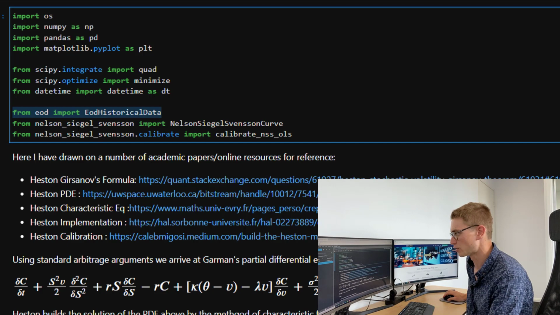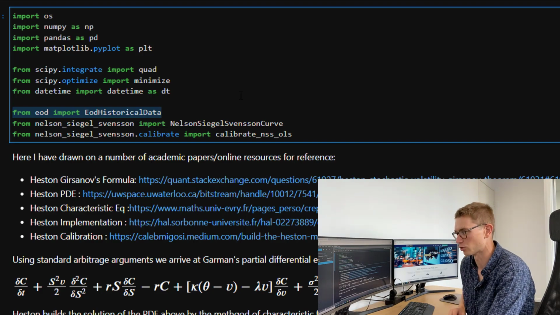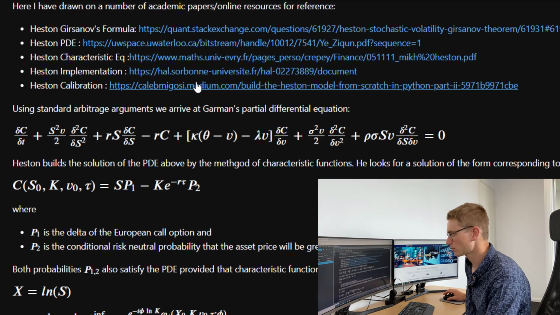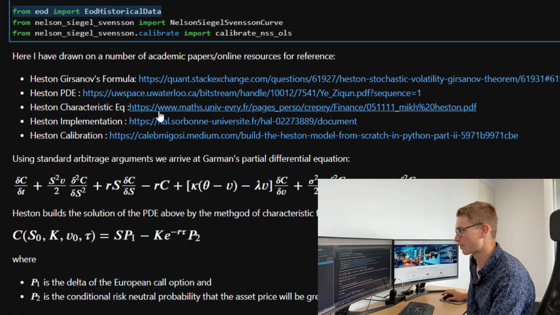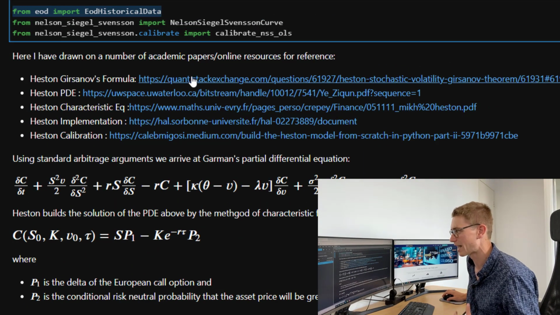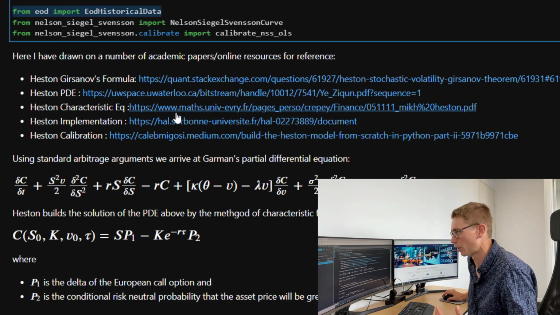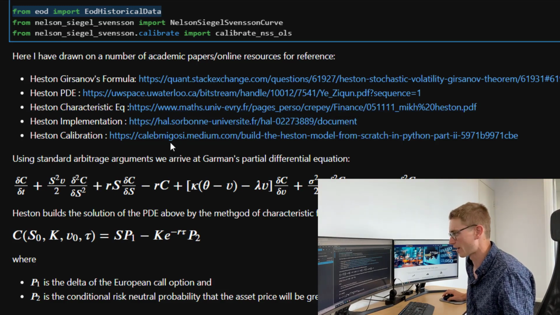We're also going to be using this module here, Nelson Siegel Svensson, which is how we can calibrate the yield curve and get the zero coupon rates. Here I've drawn on a number of academic papers and online resources, and all the links are in the description below, so feel free to take a look at that.